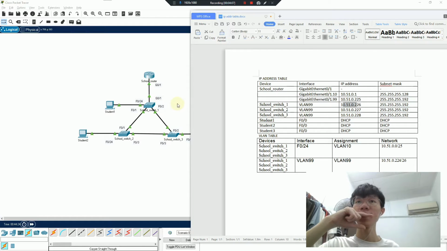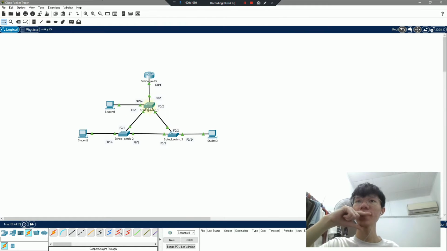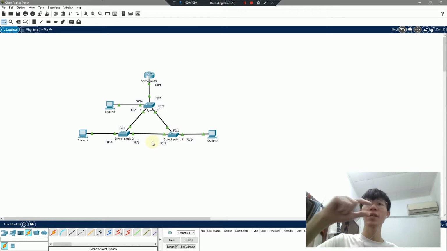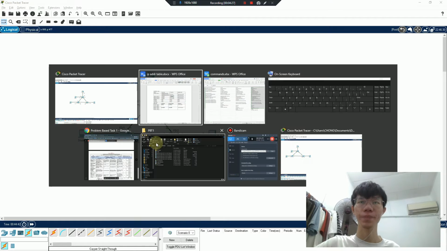Here, switch 1 is connected to switch 2 by fast Ethernet 0/1, switch 1 is connected to switch 3 by fast Ethernet 0/2, and switch 2 to switch 3 is also connected by fast Ethernet 0/3.